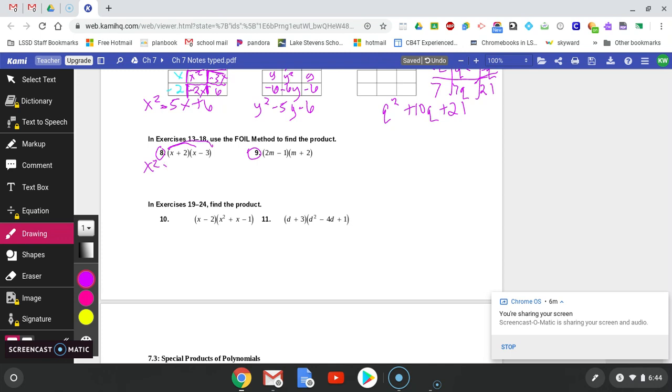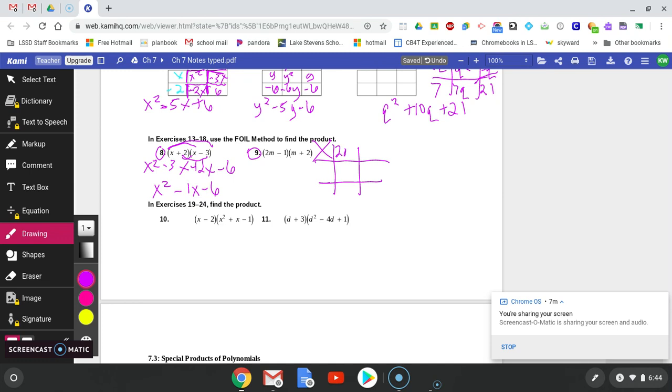X times negative 3 is a negative 3x. 2 times x is a 2x. And 2 times negative 3 is a negative 6. When I combine my like terms, I get x squared minus 1x and then minus 6. And then I'll do the area model for this one. And again, remember, nothing goes in that spot there.